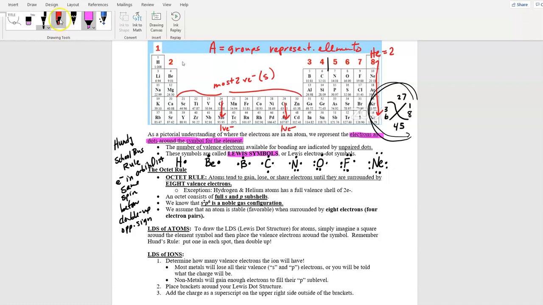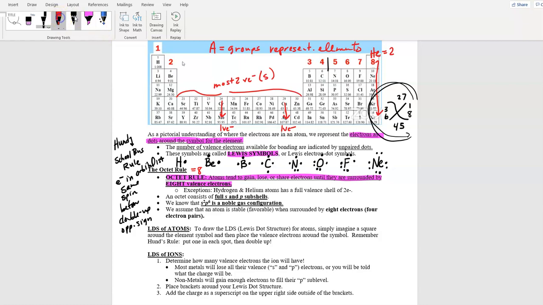The octet rule, we know that magic number is 8. That's what octet means. The octet rule means that any atom will gain, lose, share whatever electrons they want to be surrounded by those 8 valence electrons. Okay, so lose, gain, do whatever it needs to do to get to the magic 8. Now there are some exceptions to the rule. Hydrogen and helium will only ever get to 2. That's it. That's all they can do.